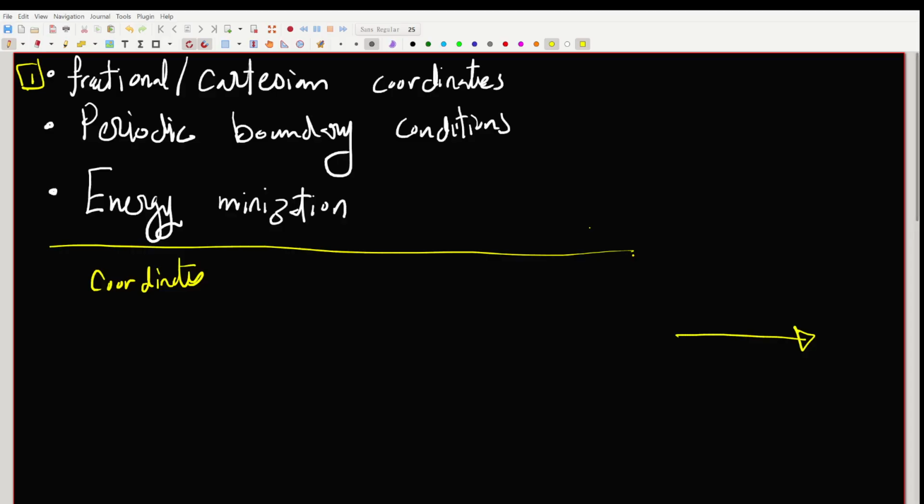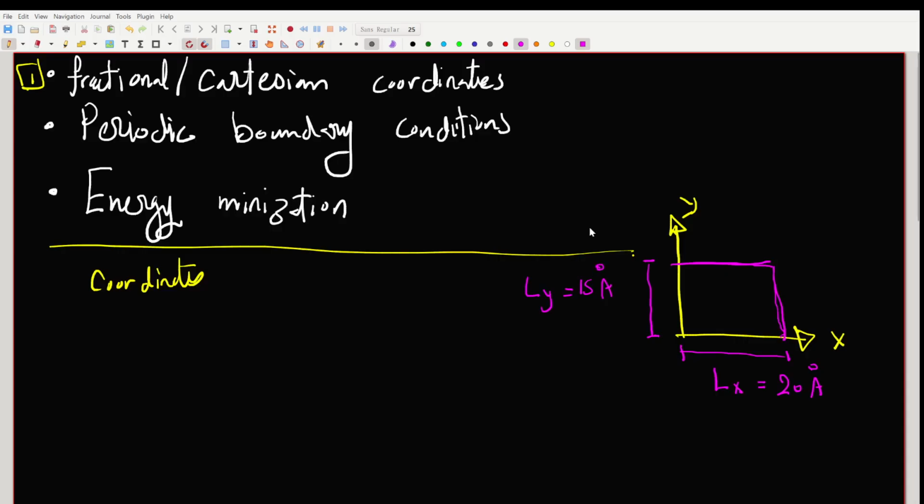So let's start with some simple coordinate system like this, x, y. And suppose we have a rectangle that represents our simulation cell. Again, this is in two dimensions. Suppose, for the sake of argument, that this length, let's call it Lx, equals 20 angstrom. And this length, Ly, could be something else, maybe 15 angstrom, right? And suppose we do have an atom here in this location, okay?